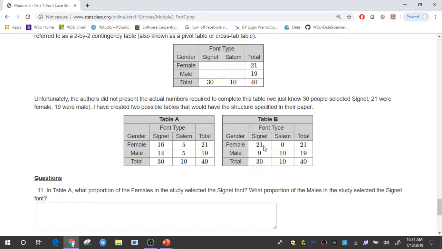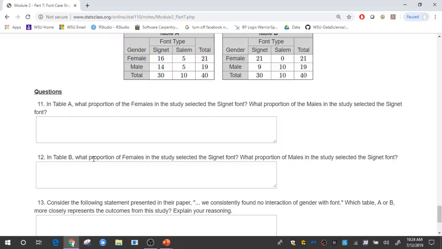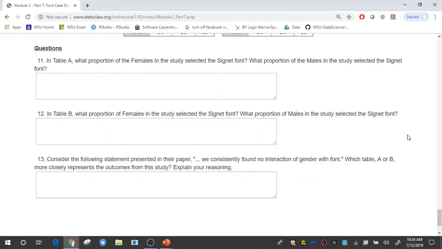So here you can see all of the females picked the Signet font, whereas the males appeared to be kind of indifferent. It's about equal across both fonts for the males. So go ahead and answer questions 11, 12, and also 13 here using these tables that I created, Table A and Table B. And then once you make those submissions, again, my answers will show up so you can check your answers for each of those.